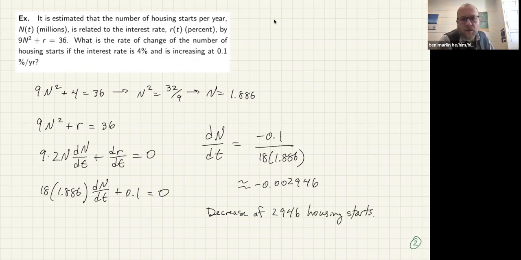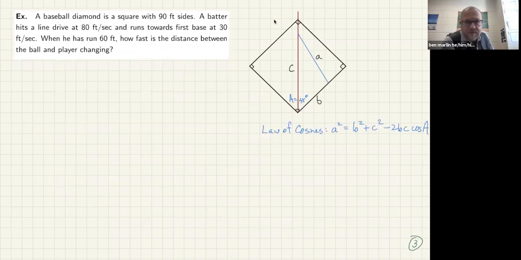Okay. So we expect that much of a decrease in the number of new houses being built when the interest rate is increased by 0.1%. Does that make sense? Yeah, when the interest rates go up, that means it's more expensive to start building a house. It's also more expensive to start buying a house and stuff. So you'll have fewer houses started out. So always good to do a sanity check on these things.